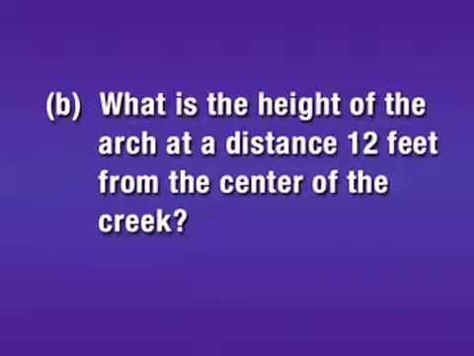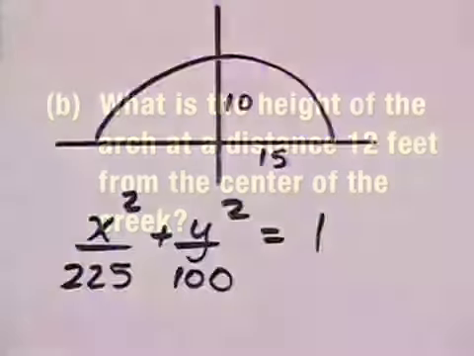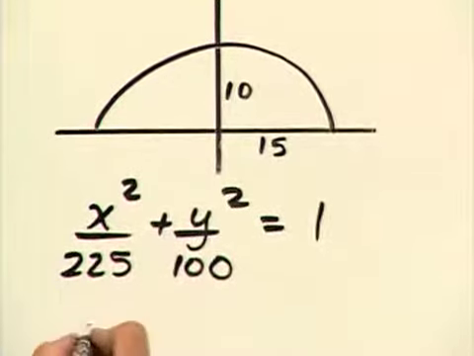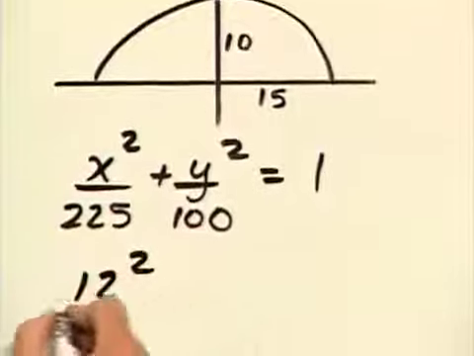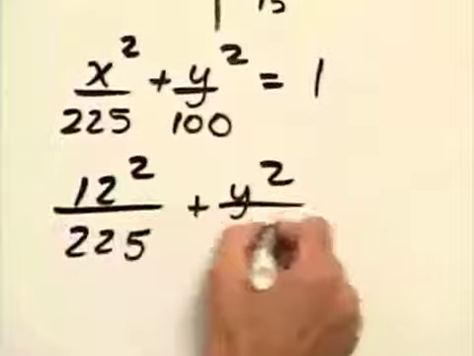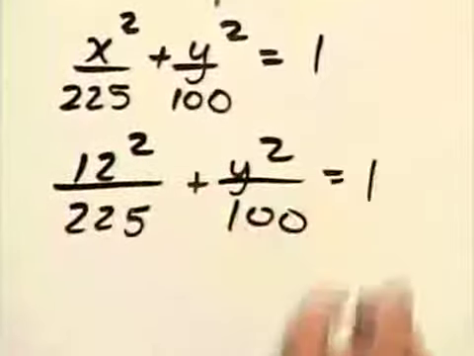Now part B says, what is the height of the arch at a distance of 12 feet from the center of the creek? What this is really asking is, if I substitute in a 12 for x, what's my y going to be? So let's solve that equation. If I put a 12 in for my x, I'll have 12 squared divided by 225 plus y squared divided by 100 is equal to 1.